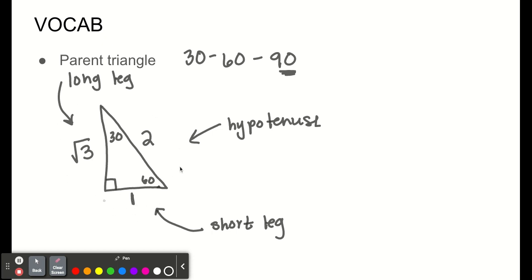So for the parent triangle of a 30, 60, 90 triangle, the short leg is 1, the hypotenuse is 2, and the long leg is the square root of 3. So these are the numbers that we're going to refer back to help us set up the ratios to find the missing sides of a 30, 60, 90 triangle.